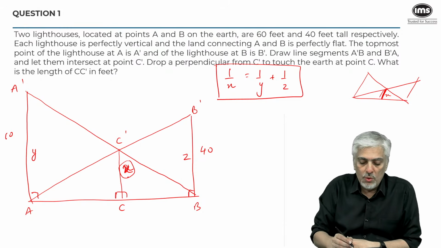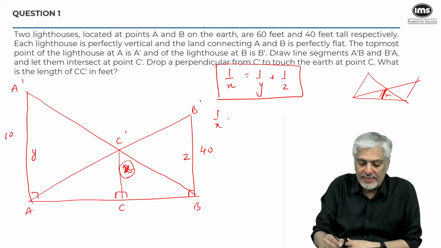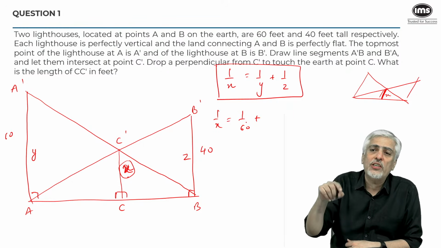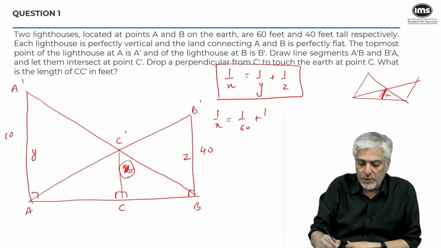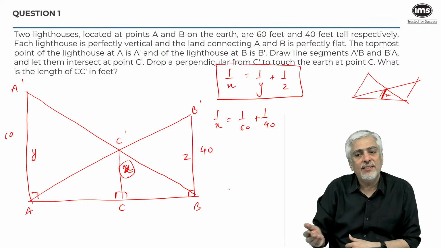So now what will we get? 1 upon X is equal to 1 upon 60 plus 1 upon 40. Rupesh, you check for the echo, whether there is echo, you can go outside and check. Just apply the property.